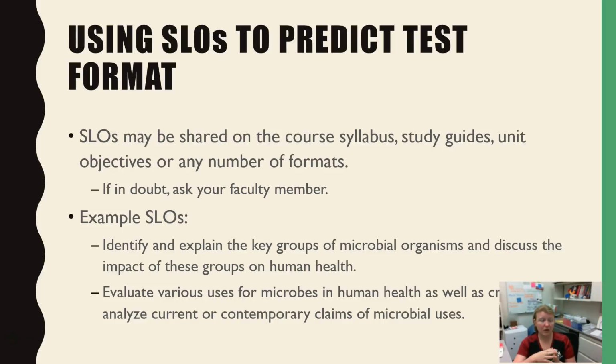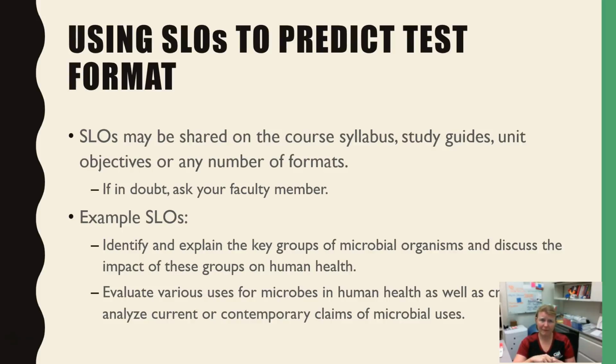So for example, here are two student learning outcomes. The first is identify and explain the key groups of microbial organisms and discuss the impact of these groups on human health. All right, so there's actually kind of two SLOs in here. The first is identify and explain the key groups of microbial organisms. All right, so pause the video, go back to that slide with the keywords for Bloom's, find identify. When you're ready, hit play.